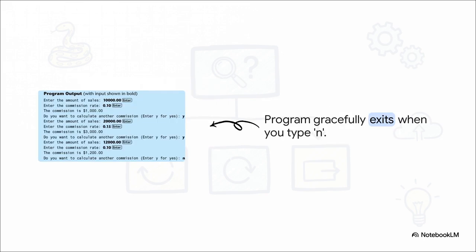Honestly, just look at the stamina of this output. Our program tirelessly calculates commissions, $1,000, then $3,000, then $1,200, just totally on autopilot. It only stops when the user finally types N. That simple N forces the condition to become false, and the program gracefully exits the loop.